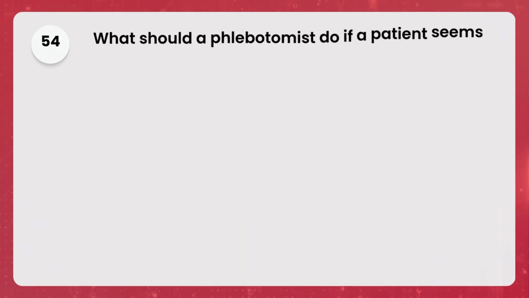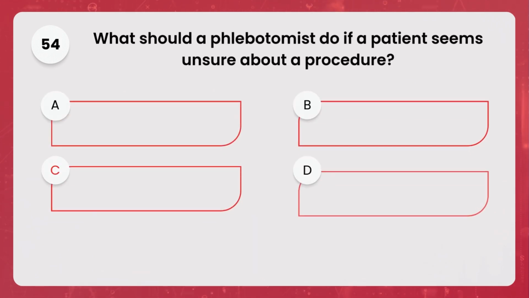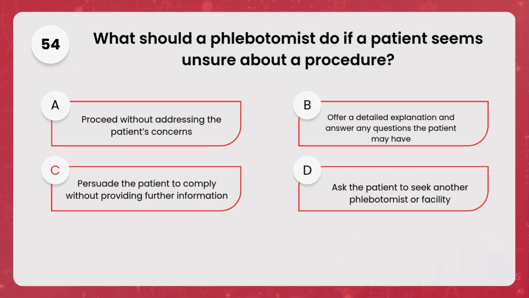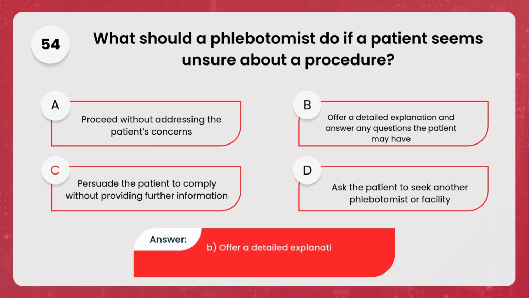Number 54. What should a phlebotomist do if a patient seems unsure or hesitant about a procedure? A. Proceed without addressing the patient's concerns. B. Offer a detailed explanation and answer any questions the patient may have. C. Persuade the patient to comply without providing further information. Or D. Ask the patient to seek another phlebotomist or facility. The answer is B. Offer a detailed explanation and answer any questions the patient may have.